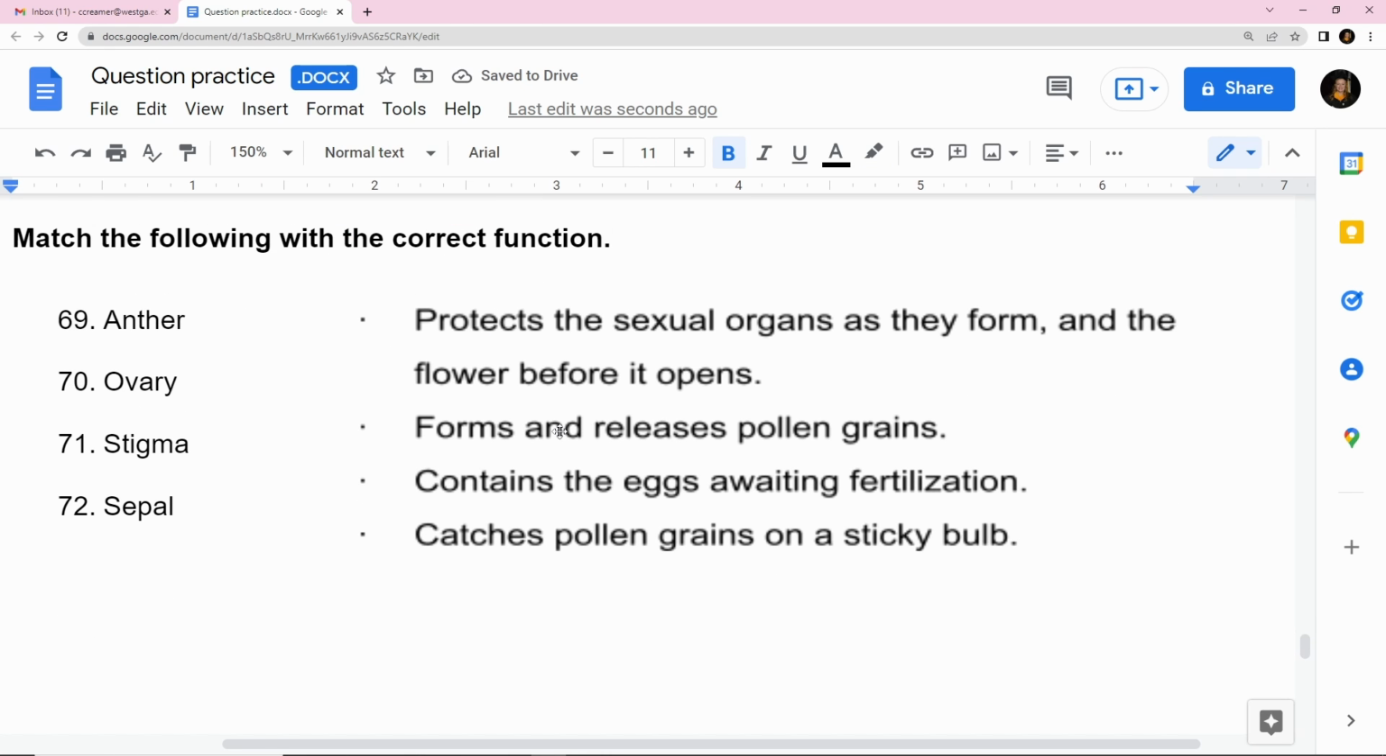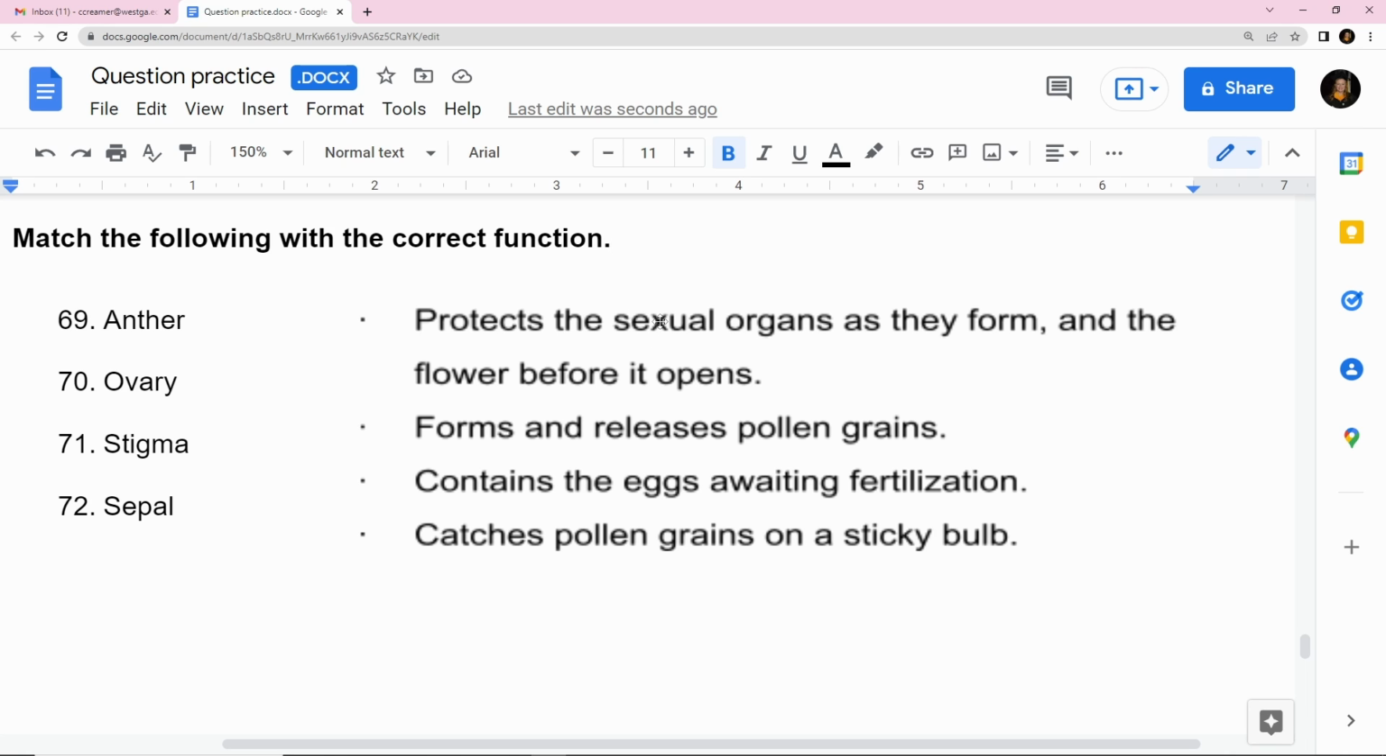Match the following with the correct function. Protects the sexual organs as they form, and the flower before it opens. Forms and releases pollen grains. Contains the eggs awaiting fertilization. And catches pollen grains on a sticky bulb.